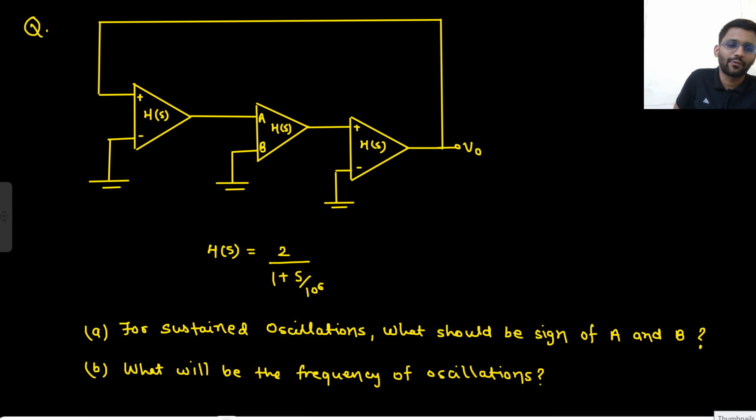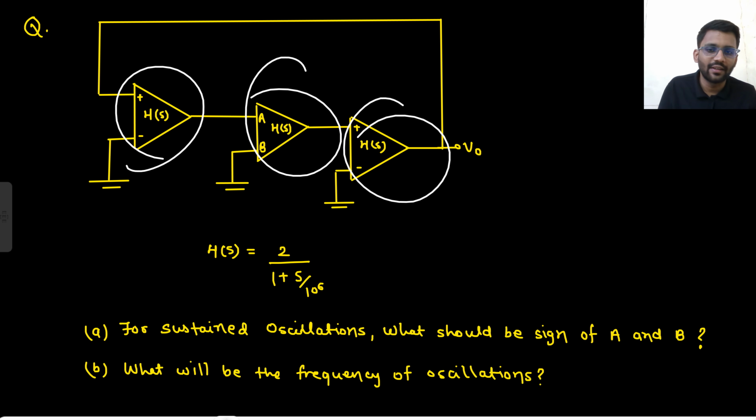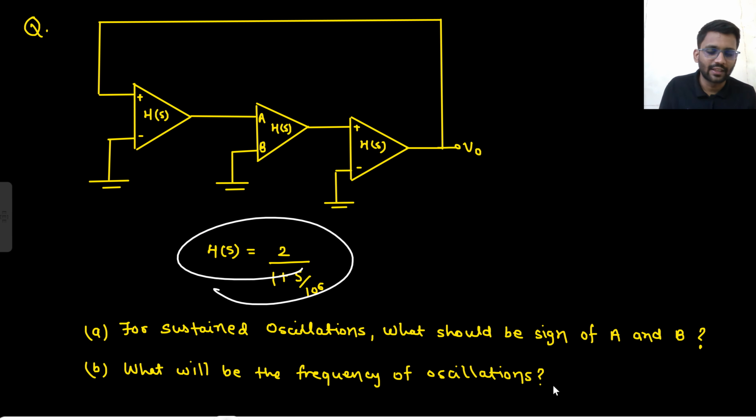This is the question given in front of you, right? They are asking, for sustained oscillation, what should be the sign of A and B? This is the first question. And then the second question, for sustained oscillation, what will be the frequency of oscillations? So these three op-amps are given, and each op-amp is providing you a gain of h of s, and this transfer function is given.